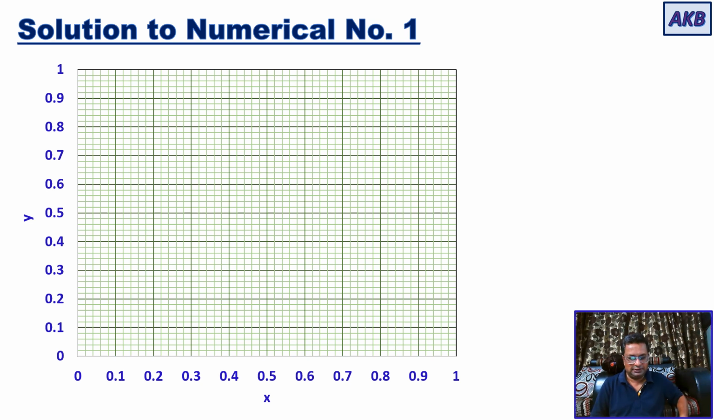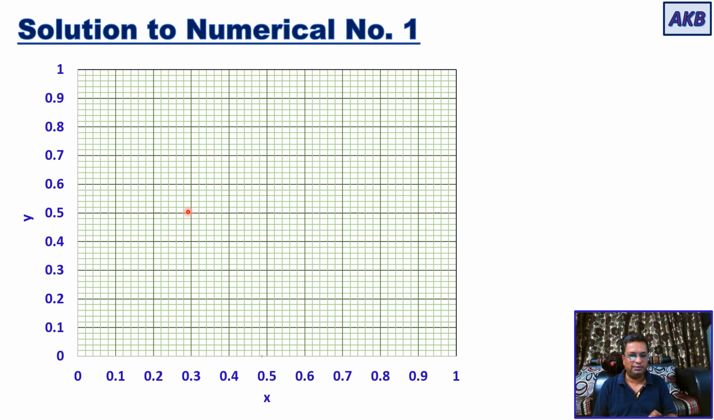Now let us learn how we can plot the distribution diagram first. For that, you have this graph where on the x-axis we are going to plot different values of x, and on the y-axis we are going to plot different values of y. If you look at the scale, on the x-axis 1 centimeter is equal to 0.1, and on the y-axis also 1 centimeter is equal to 0.1. So we have a square plot, you can say.